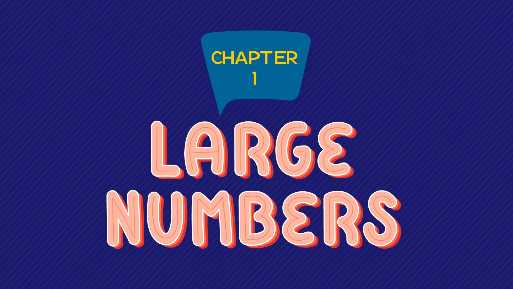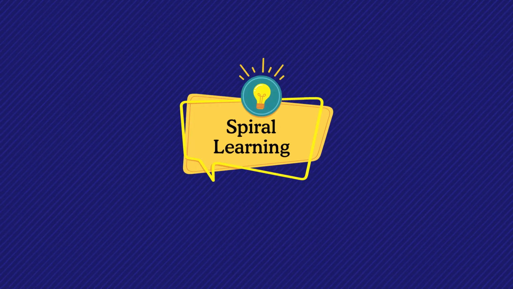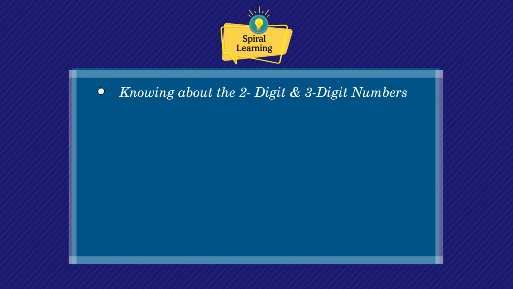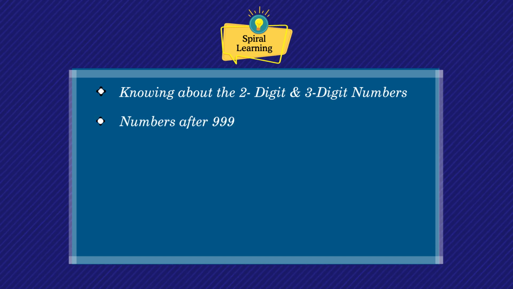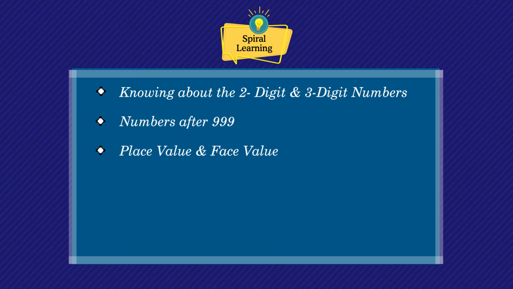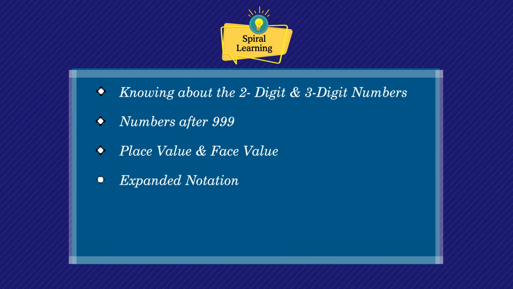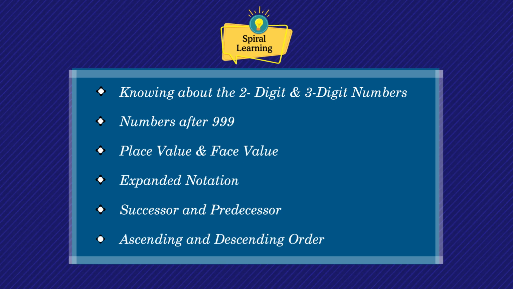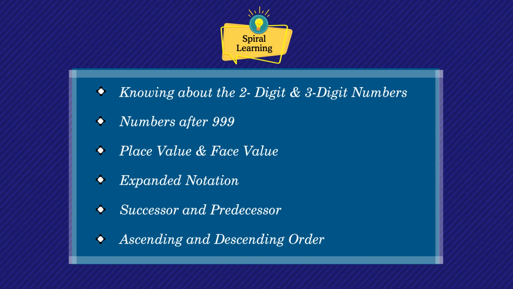Large numbers. Spiral learning. Knowing about the 2-digit and 3-digit numbers. Numbers after 999. Place value and face value. Expanded notation. Successor and predecessor. Ascending and descending order.